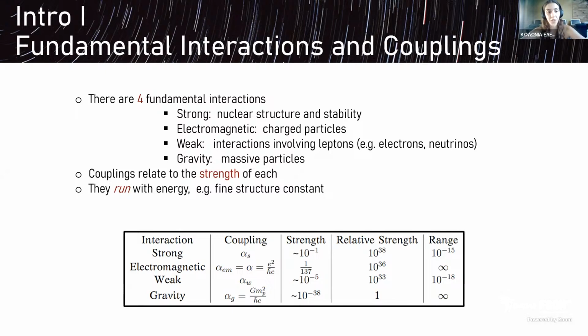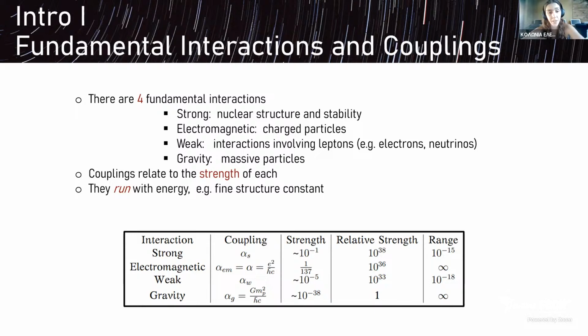So beginning with fundamental interactions and couplings, as we all know, there are four fundamental interactions. We have strong, electromagnetic, weak, and gravitational. The first one is responsible for the nuclear structure and stability. Then we have the electromagnetic interaction between charged particles, and gravitation, which is the interaction between particles that have mass. And then we have the weak interaction, which involves leptons. Examples of leptons which you may know are electrons and neutrinos.